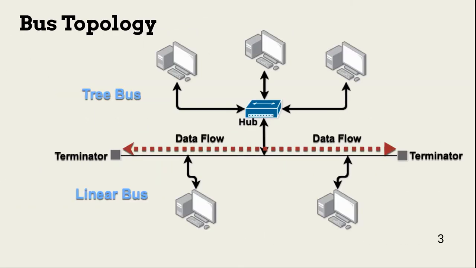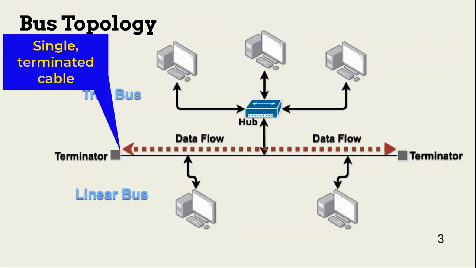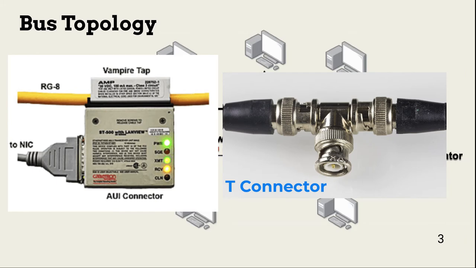Bus topologies are divided into two types, tree bus and linear bus. At the top of this graphic, you see a tree bus created by connecting devices to a hub. The hub is connected to a linear bus. A linear bus is a single cable run, terminated at each end, to which devices are typically connected with vampire taps or T-connectors. These bus cables are usually coax. For a deep look at coax and other cable types, watch the video above.